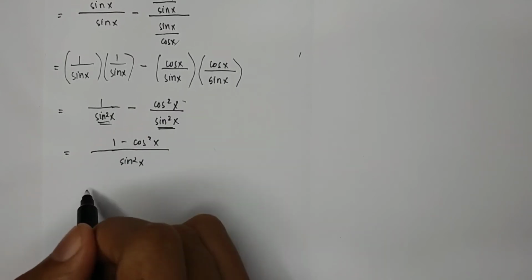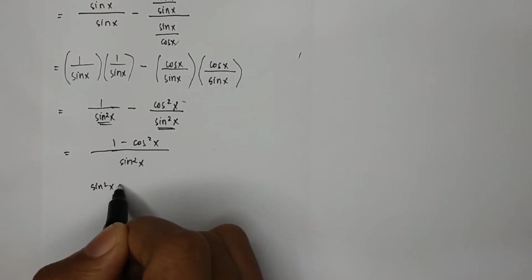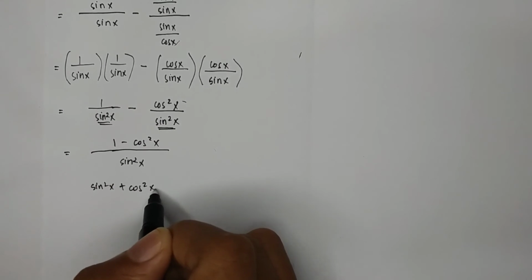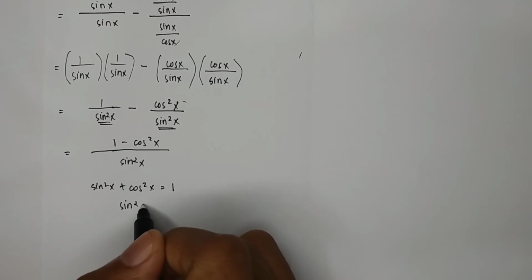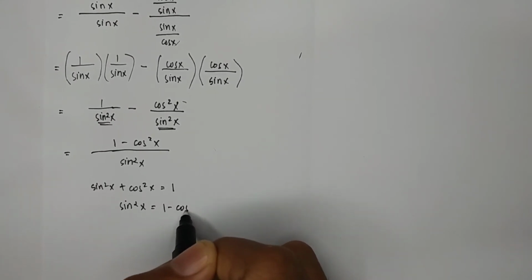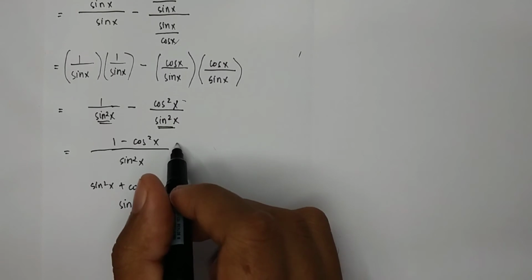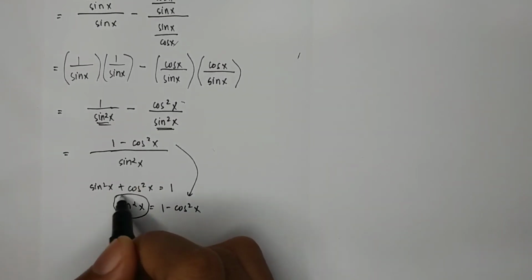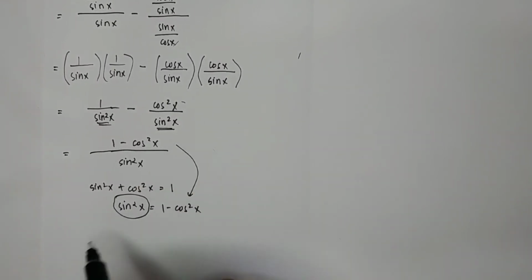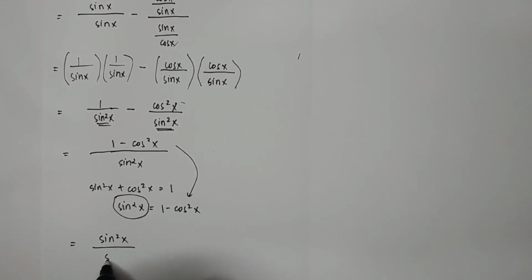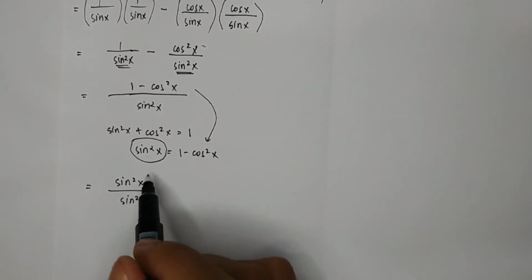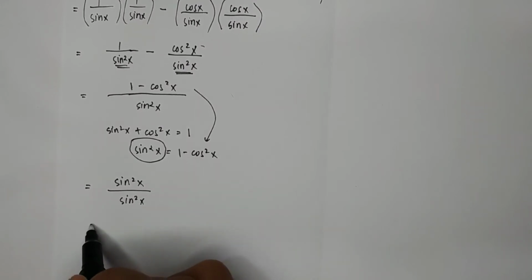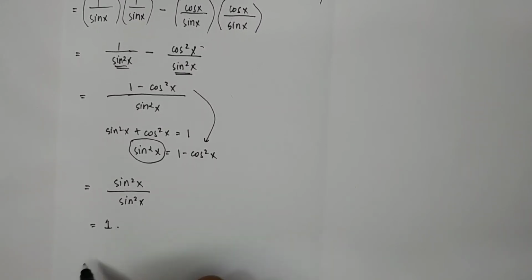Take note na yung sine squared x plus cosine squared x equals to 1. So, basically, sine squared x is equal to 1 minus cosine squared x. The same sila. So, gamitin natin yung value ng sine squared x natin. So, this will be now equal to sine squared x over sine squared x. And by simplifying this one, sine squared x divided by sine squared x, that is equal to 1.